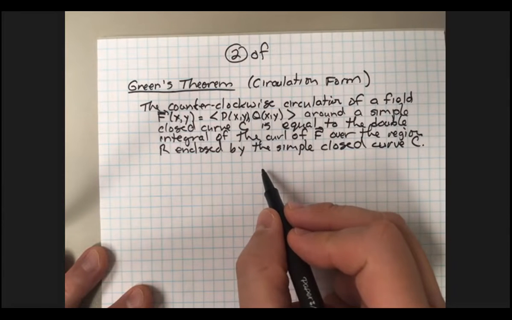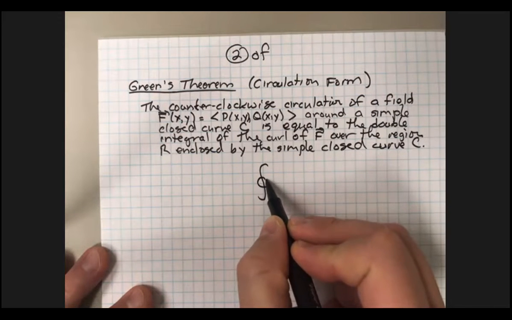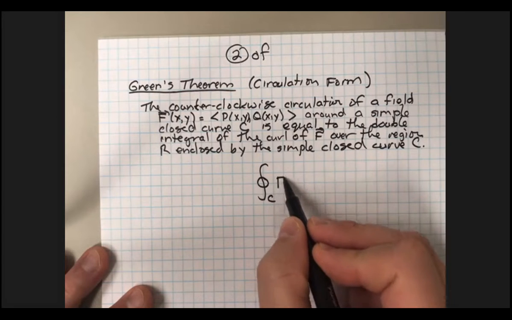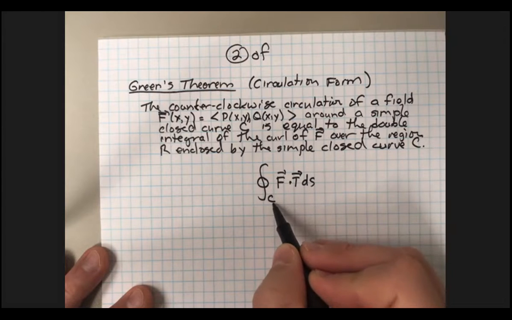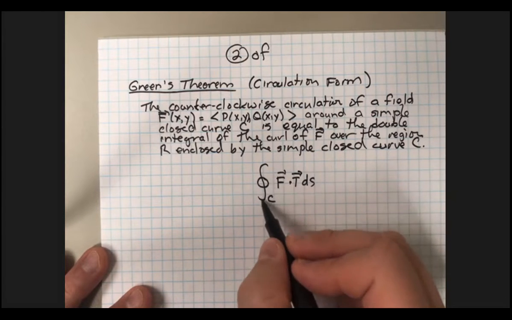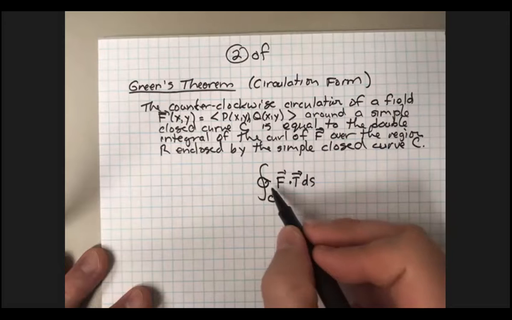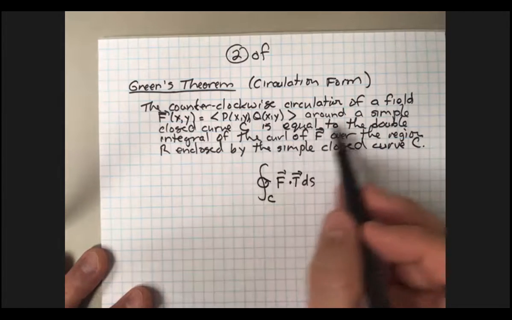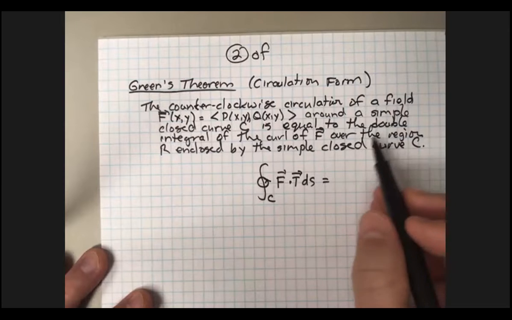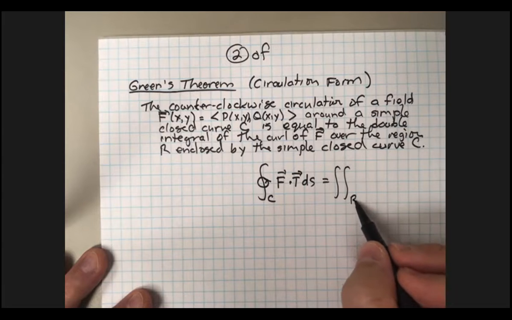In integral language, it says counterclockwise circulation. We're going to pull out our counterclockwise circulation integral of the field along a simple closed curve C. Now, some people, when they write the circle integral like this, they say you don't have to add the arrow. I like to add the arrow just to remind myself I'm always going counterclockwise. If you don't see that arrow there, then you assume, unless you're told otherwise, that the circulation is counterclockwise. The counterclockwise circulation of a field around a simple closed curve is equal to the double integral over the region R enclosed by the simple closed curve.